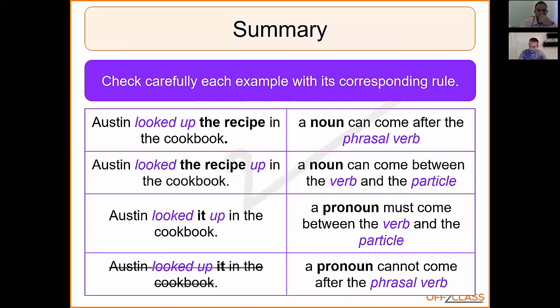Alternatively, the noun can actually sit in between the verb and the particle. However, if the direct object becomes a pronoun, it must always come between the verb and the particle for a separable transitive phrasal verb, and the pronoun obviously therefore cannot come after the phrasal verb. These are 4 good rules to learn for students to grasp the majority of what happens with separable transitive phrasal verbs.